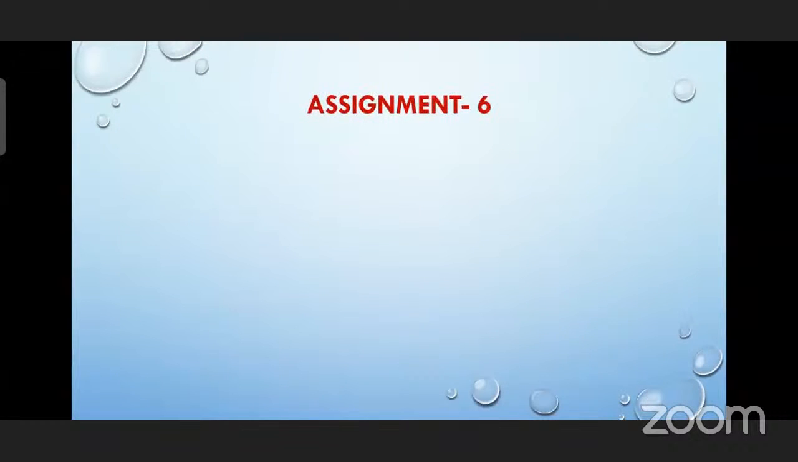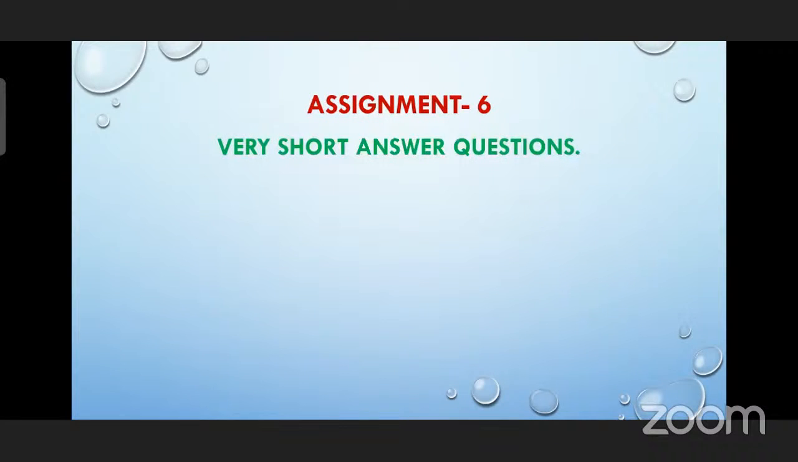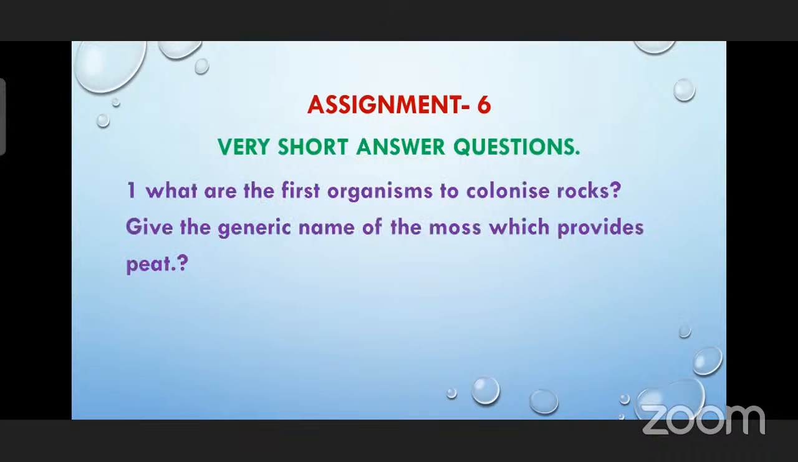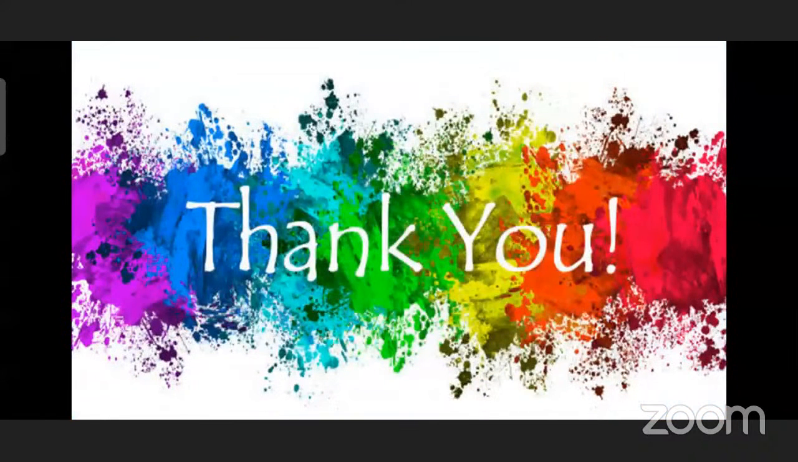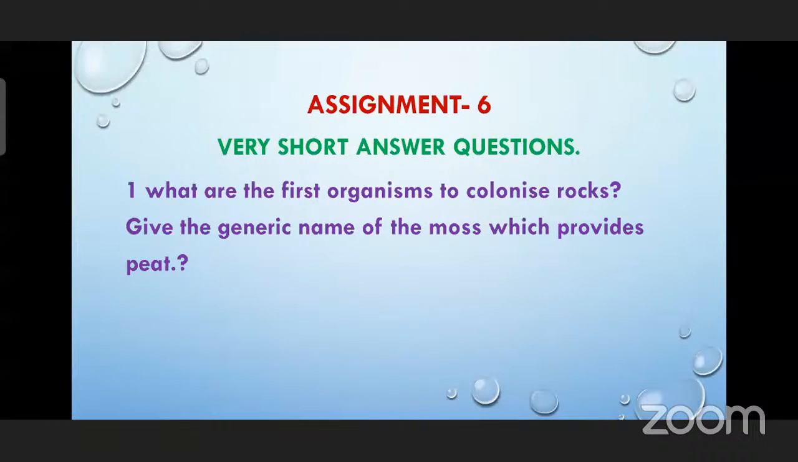Coming to assignment number 6. Yesterday I gave assignment number 5. Today it's assignment number 6. What are the first organisms to colonize rocks? Give the generic name of the moss which provides peat. Differentiate between liverworts and mosses. It is a short answer question. Very few questions are there from the IP point of view. And once again, we'll have a revision of this topic.